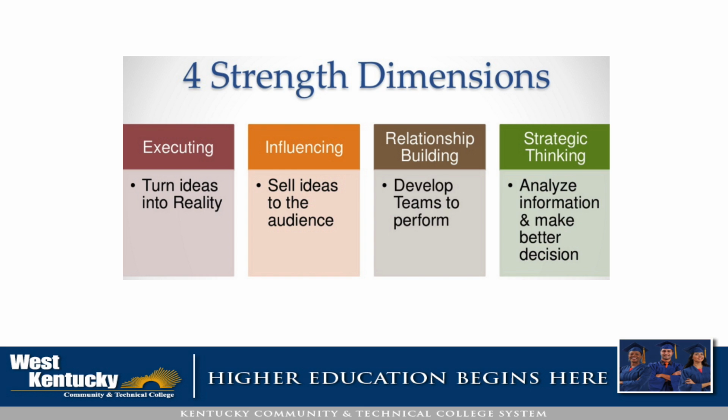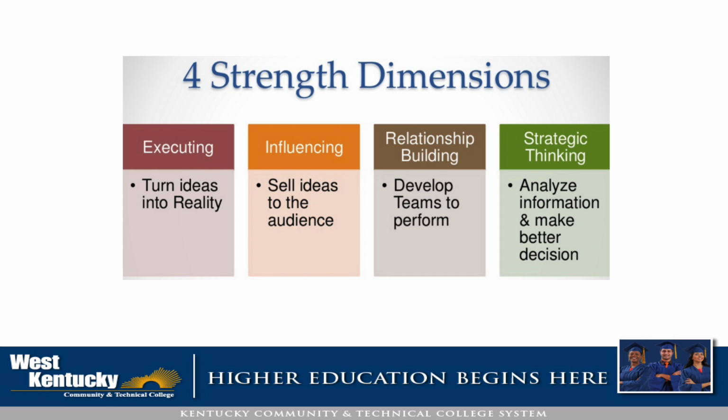All of your strengths will fit into one of these 4 strengths domains. The first is the executing domain, which means people are really good at turning ideas into reality. The second domain is called influencing. These people are really good at selling ideas to the audience. Now, this does not mean that these people are naturally good salespeople. It's about selling an idea, not a product.